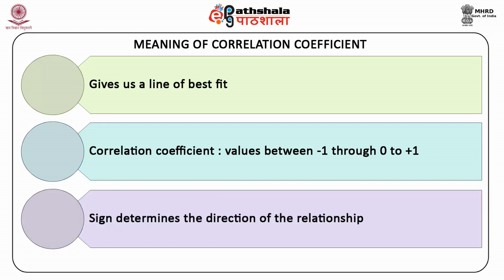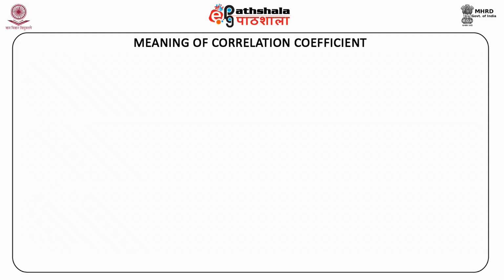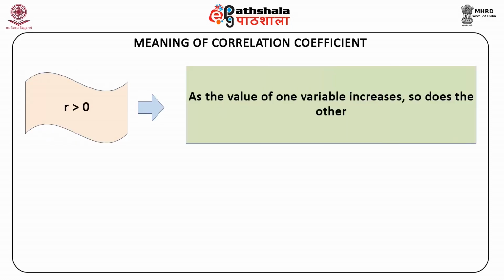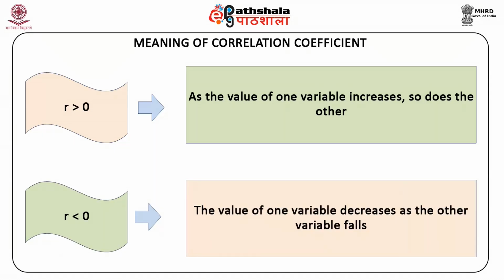The sign of correlation coefficient, whether it is positive or negative, determines the direction of the relationship between the two variables. If the correlation is positive, that is r is greater than 0, as the value of one variable increases, so does the other. Whereas if the correlation is negative, that is r is less than 0, then the value of one variable decreases as the other variable increases.